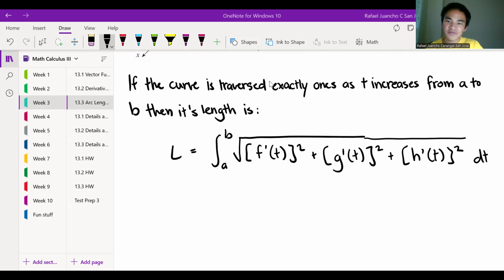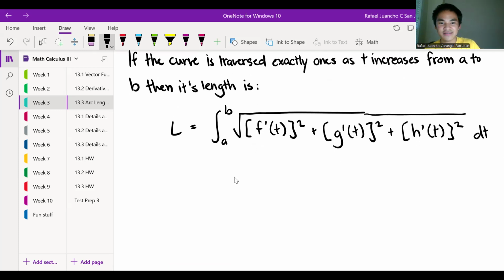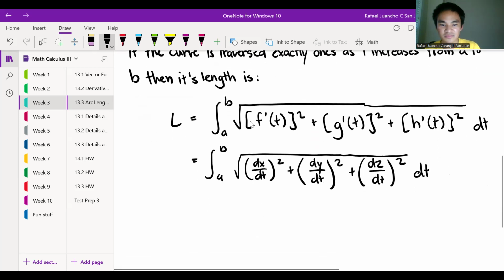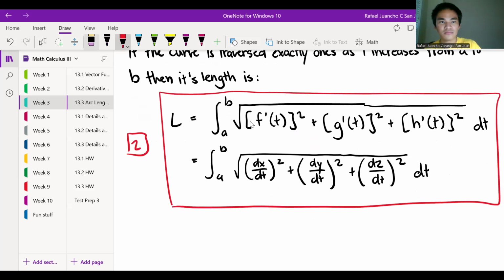And there's another notation for it, which is the Leibniz notation. So I'm just going to write it out for those who prefer this notation. So we have dx, we have our y, and we have our z with respect to t. So these are the same. Can we say this is 2? Okay.